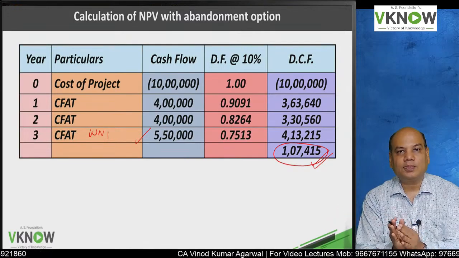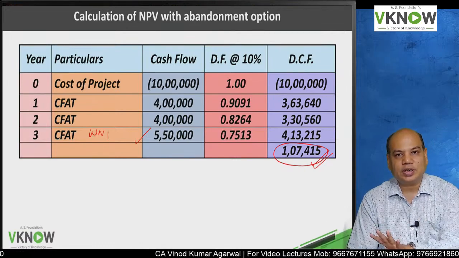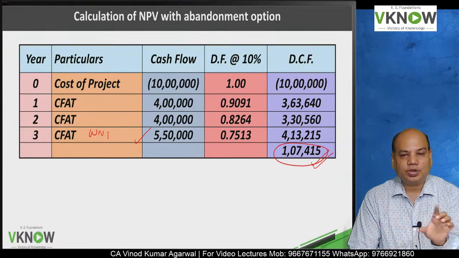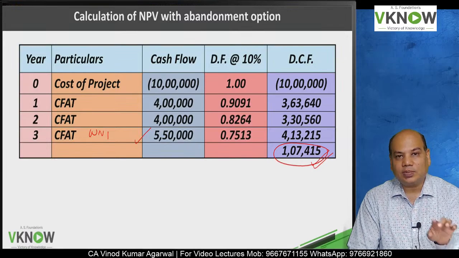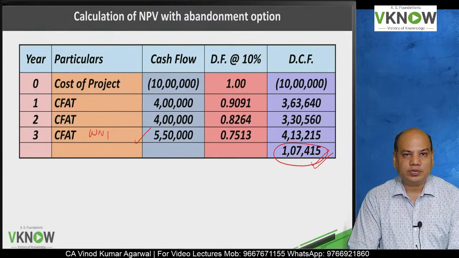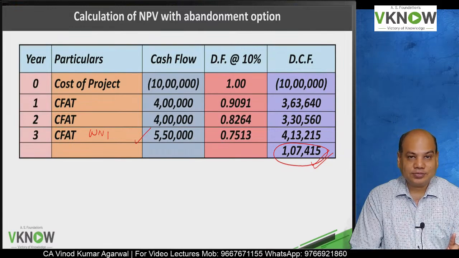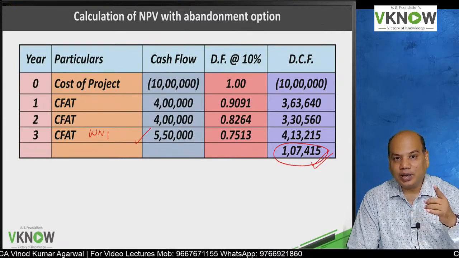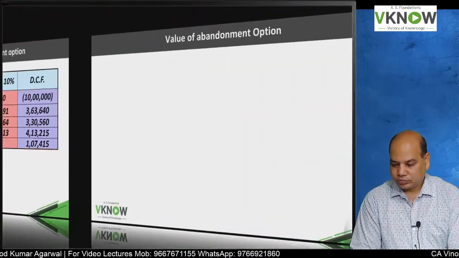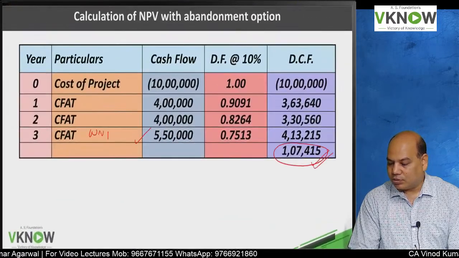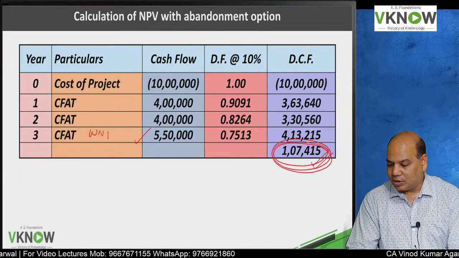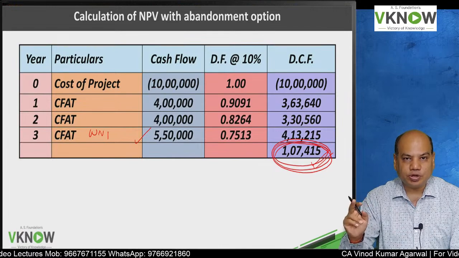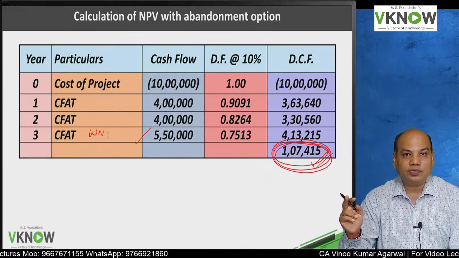But wait, I have to compare the two answers, now versus later. Whether we should start the project now or later. If I start the project now with abandonment option, this is my NPV. But I have to also calculate NPV if I start later with abandonment option. So this is my value of the project with abandonment option. In your first answer, you have computed the value of the project without abandonment option if you start now.